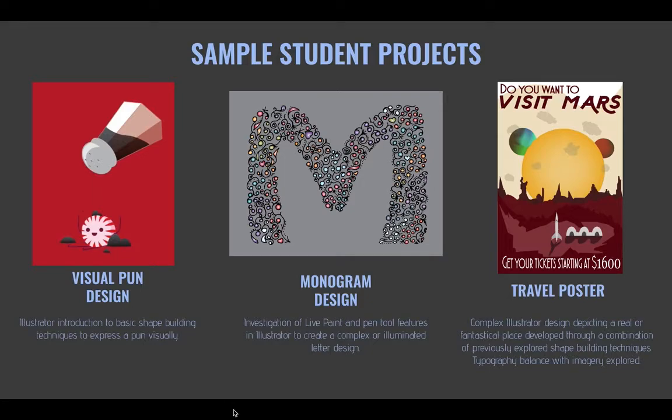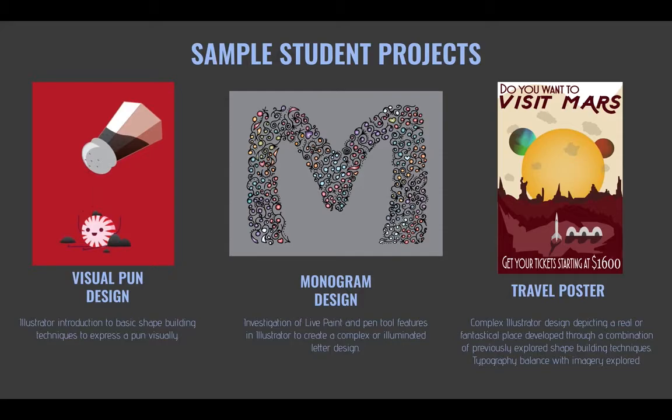Moving on, then we look at a monogram design, and this is an investigation of the live paint and pen tool features in Illustrator. They're going to create a complex or illuminated letter design. Basically, we hand draw a letter, we ink it, we take a photograph of it, we then use a function called live trace and then live paint, and basically digitize their hand-drawn design. We move on then to a more complex and layered design in the vintage travel poster.